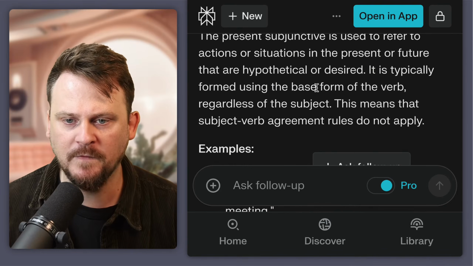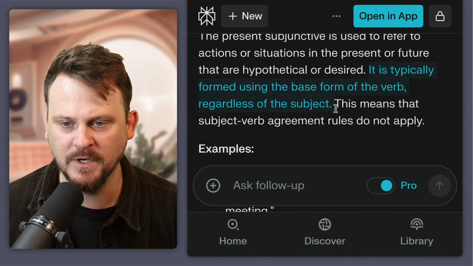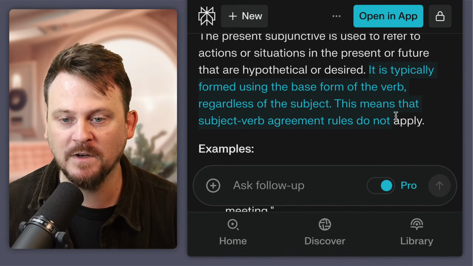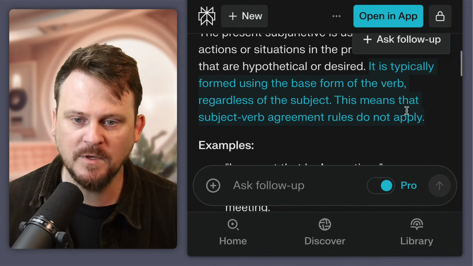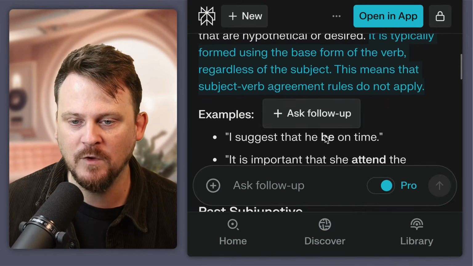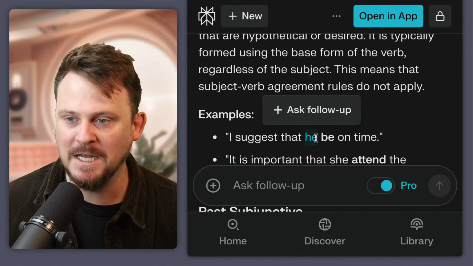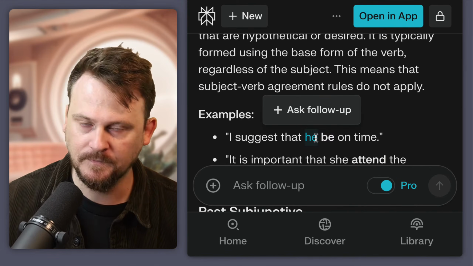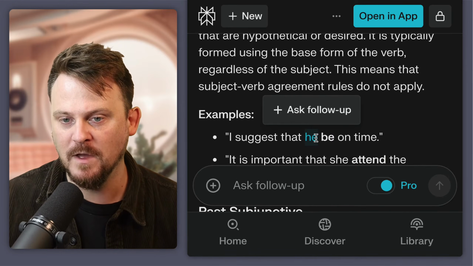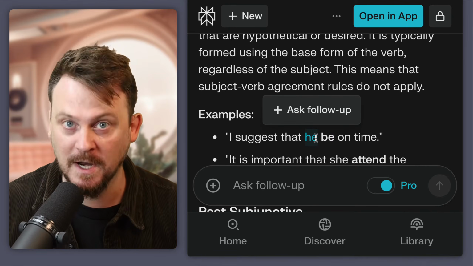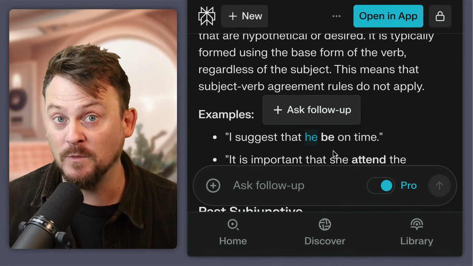So it is typically formed using the base form of the verb regardless of the subject. This means that subject-verb agreement does not apply. So subject-verb agreement is, for example, if you have the word he followed by a verb, then the word after it needs to agree with the word he. So what would be the agreement of the word be with he? He is, right? You have to change the verb to agree, usually.